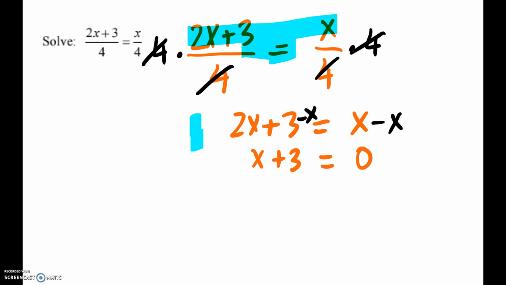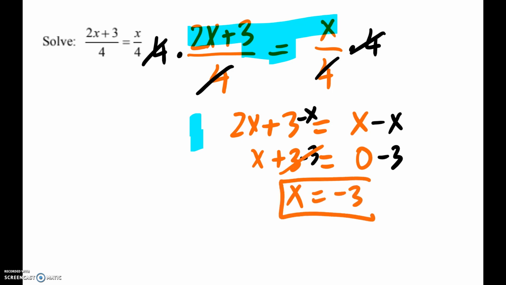Final step, I think we should take away 3 from both sides. Now, I created another 0 here. X equals negative 3.